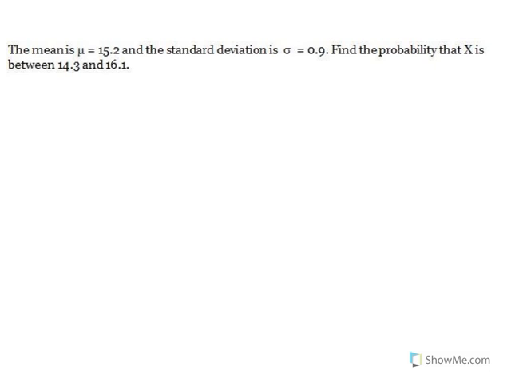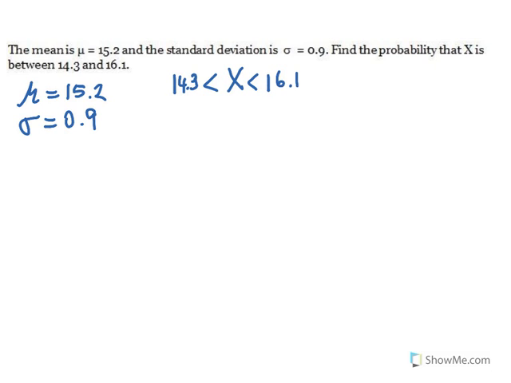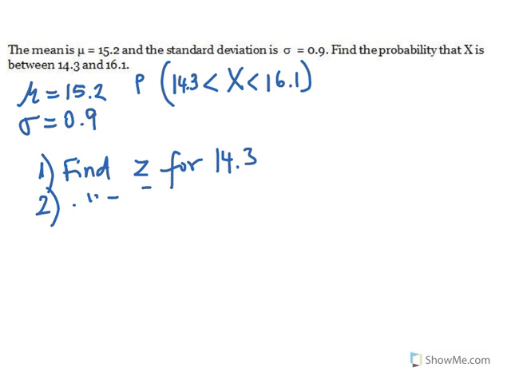Let's do another problem like that. We have a mean of 15.2, a standard deviation of 0.9, and we need to find the probability that x is in between 14.3 and 16.1. So the first step is to find the z for 14.3. The second step is to find the z for x 16.1.